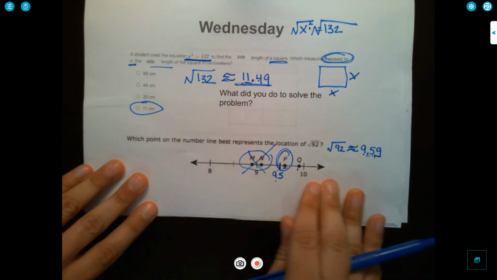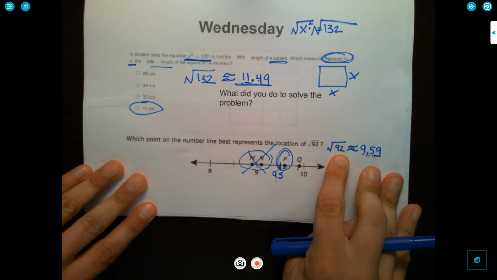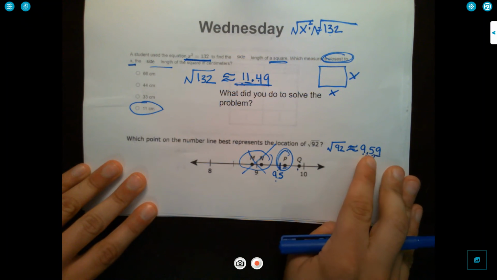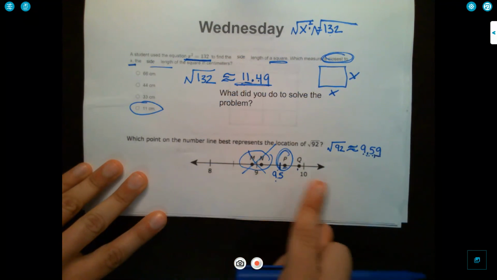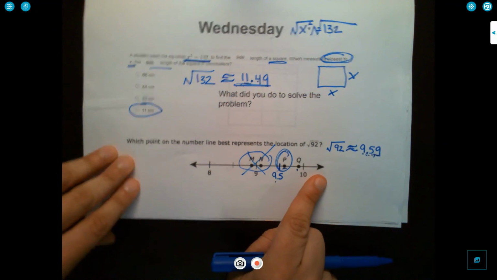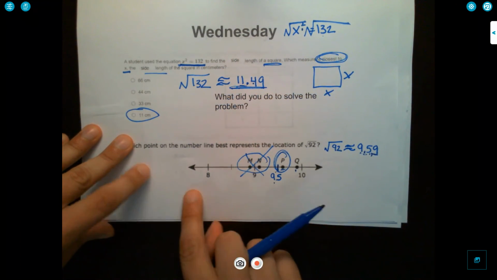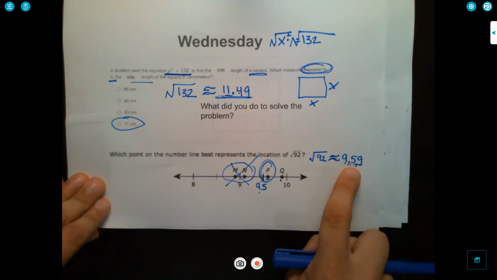So this is a matter of knowing how to convert everything into decimal form, knowing how to read a number line going from left to right and what number is in between those whole numbers, and knowing how to read decimals. All right, so let's go to the last one.